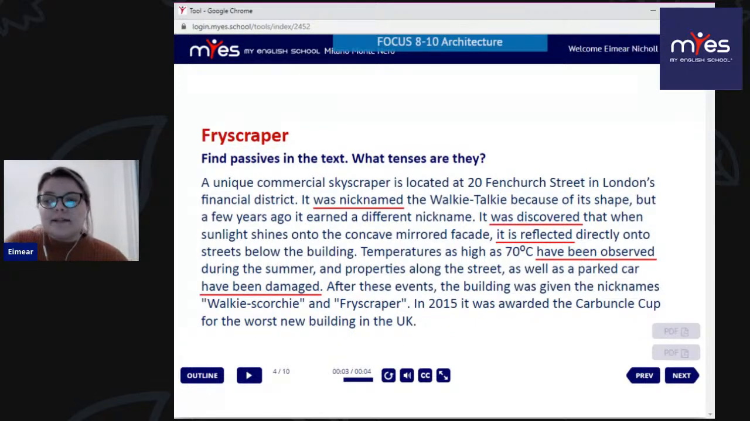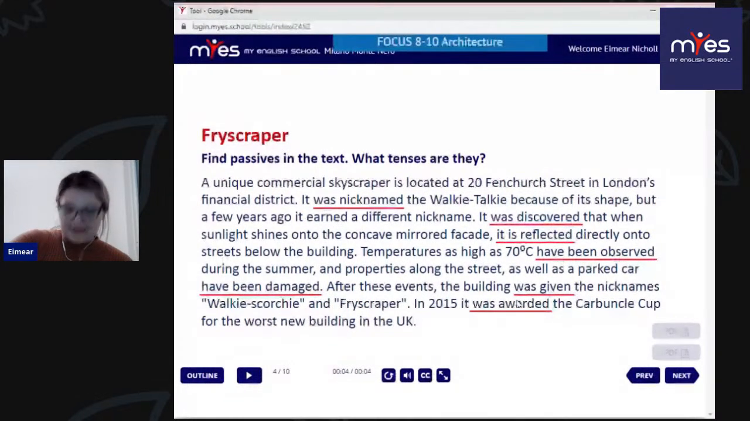Okay. After these events, the building was given the nicknames Walkie Scorchy and Fry Scraper. Building was given. Okay. Was given, past simple. Was, and our past participle, was given, past simple. And lastly, in 2015, it was awarded the Carbuncle Cup for the worst new building in the UK. Was awarded, past simple again. Okay. So easy enough there. We had past simple, present perfect, present simple. Okay. Pretty easy.